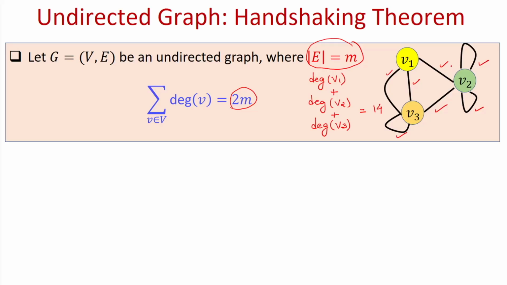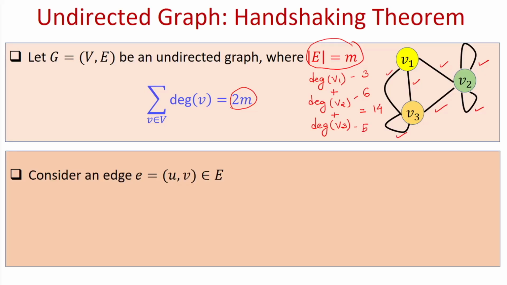So the degree of v1 is 3, the degree of v2 is 6, and the degree of v3 is 5.